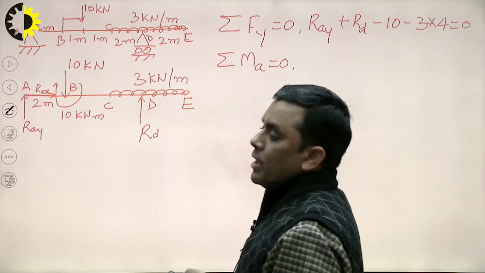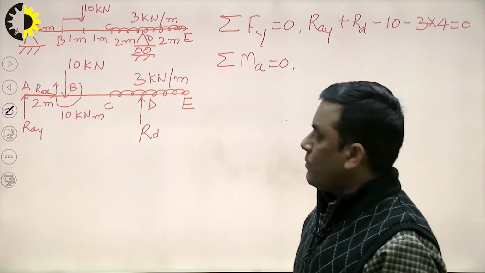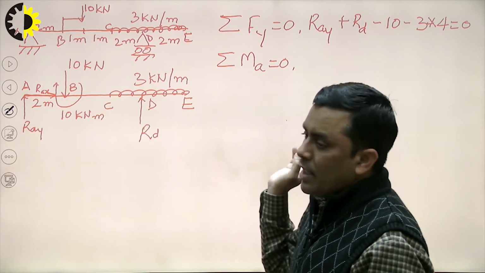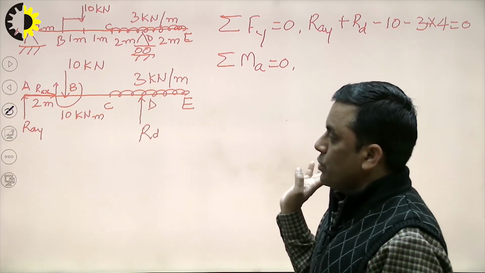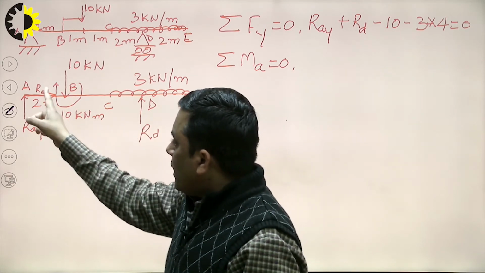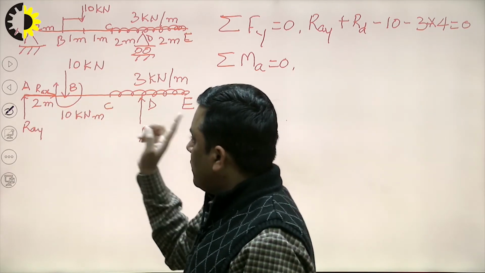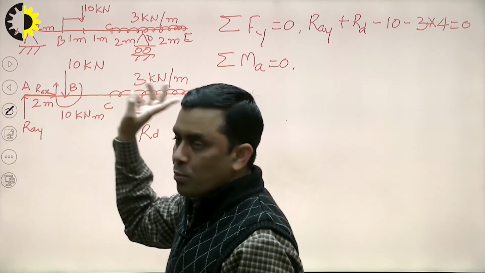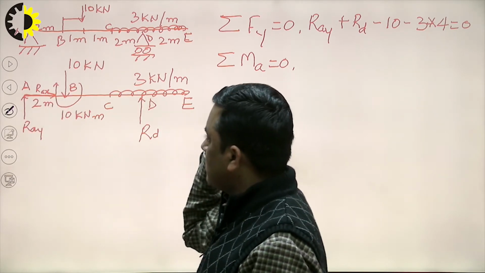What does it mean? It means the algebraic sum of all the moments due to various forces about point A equals to 0. Okay. So what are the forces? Let us start from point A. RAX and RAY, these two forces are passing through point A, so they will not create any rotational tendency about point A because the perpendicular distance is 0.